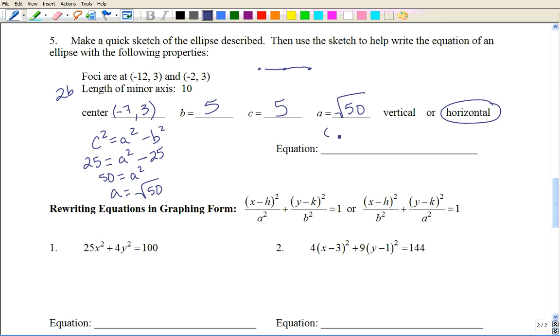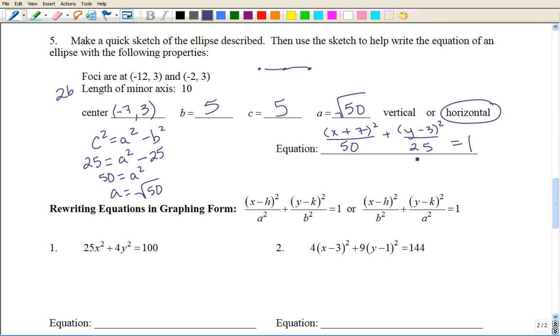So the equation will be (x plus 7) squared plus, and this part will be (y minus 3) squared, and then over here, equal to 1. It's horizontal, so the a squared term is first. The square root of 50 squared is 50, and the b squared is 25, and that's our equation.